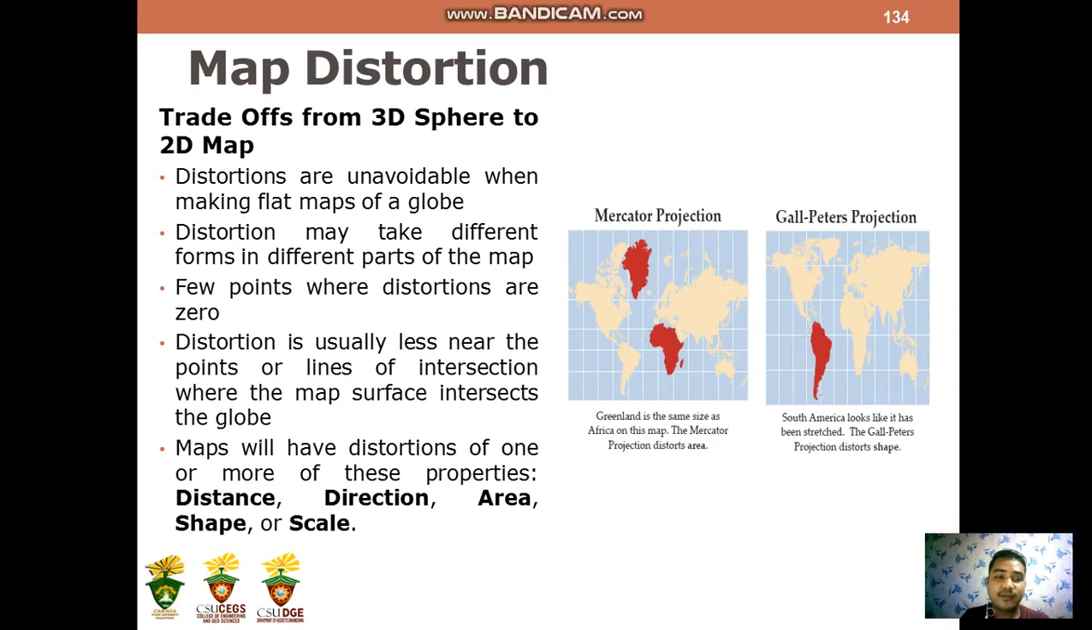So let's define what map distortion is. Map distortion is a trade-off from a three-dimensional sphere to a 2D map. Distortions are unavoidable when making flat maps of a globe, and distortion may take different forms in different parts of the map. There are few points where distortion is zero, and distortion is usually least near the points or lines of intersection where the map surface intersects the globe. And the maps will have distortion of one or more of these properties: distance, direction, area, shape, or scale.